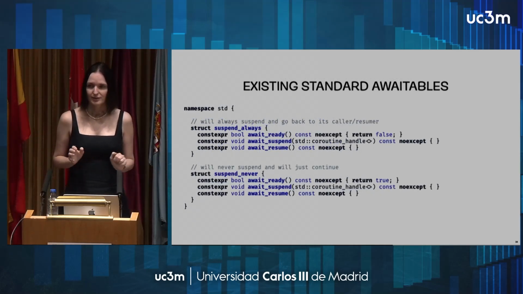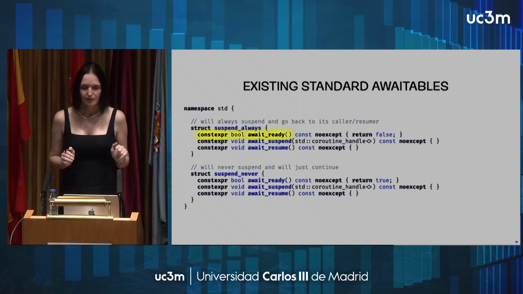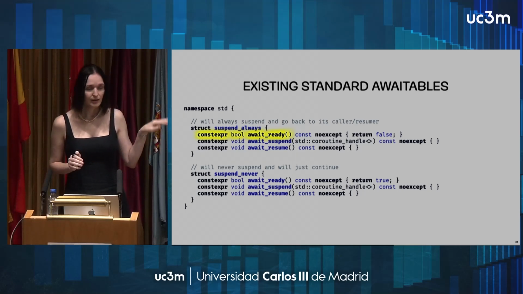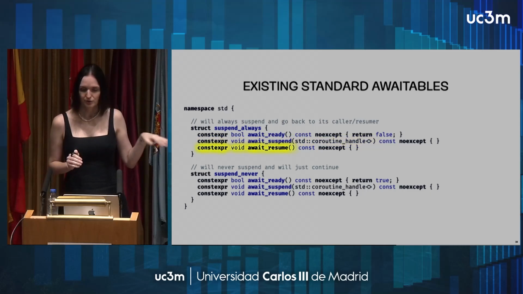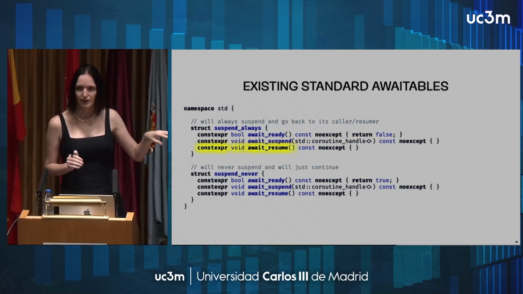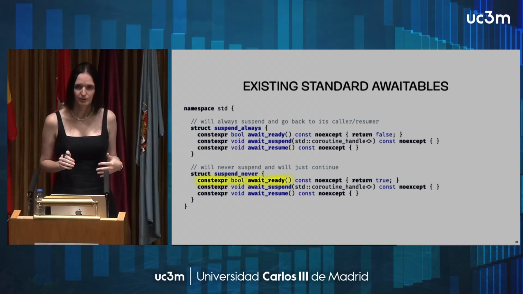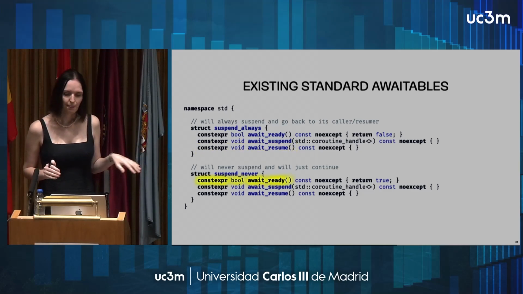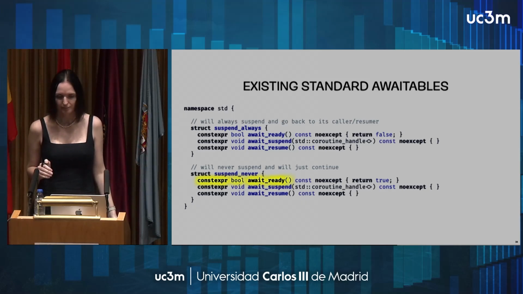So the C++ standard helps you a little. It provides suspend_always and suspend_never awaitables. Suspend_always returns from await_ready always false, which means that it will always suspend. Suspend doesn't do anything and resume doesn't do anything, but it will always suspend and go to the caller or to a resume point. Suspend_never will never suspend and it will just go through. They are like building stones for coroutines in C++.